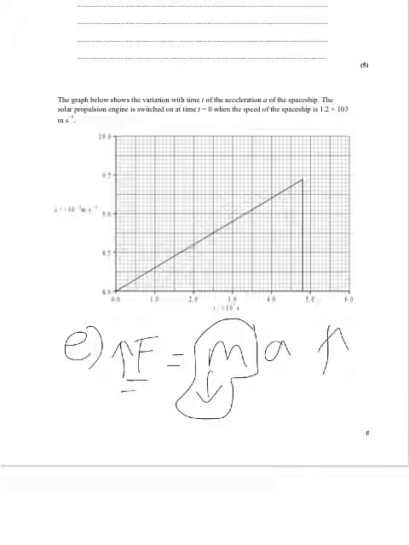But as the fuel gets used, the actual fuel inside the rocket decreases. So therefore the mass of the rocket plus the fuel decreases. Now it seems almost like a trick question, but there you go. Now let's go on to F.